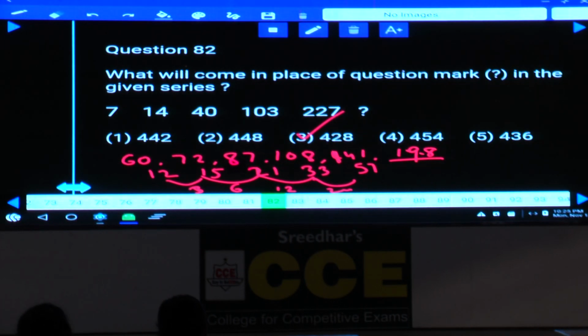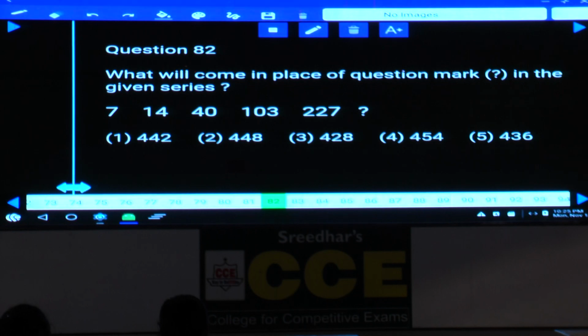Then question number 82. Now in this 82, 7, 14, 40, 103, 227. ఏ విధంగా రాద్దాం. Now the numbers are increasing at a smaller rate. Now go for the difference, 7. 14 and 40 difference is 26. 40 and 103 difference is 63. 103 and 227, the difference is how much? Difference is 124. Then what are these numbers? 7, 26, 63, 124. N cube minus 1, fine.